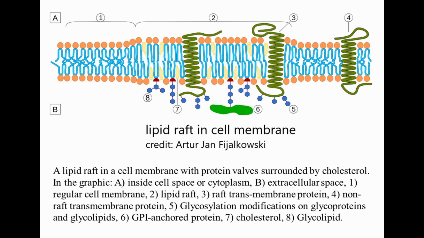In the graphic, A is inside cell space or cytoplasm. B is the extracellular space. 1 is the regular cell membrane. 2 is the lipid raft. 3 is the raft transmembrane protein. 4 is the non-raft transmembrane protein. 5 is the glycosylation modifications on glycoproteins and glycolipids. 6 is the GPI-anchored protein. 7 is cholesterol. 8 is glycolipid.